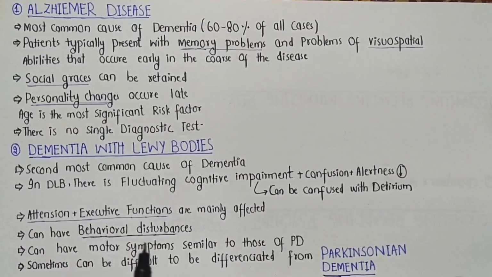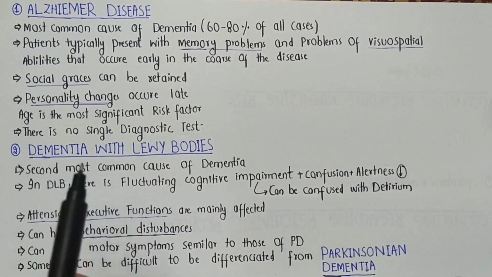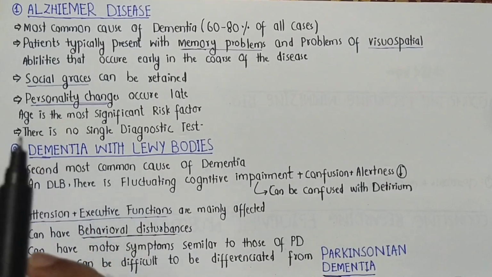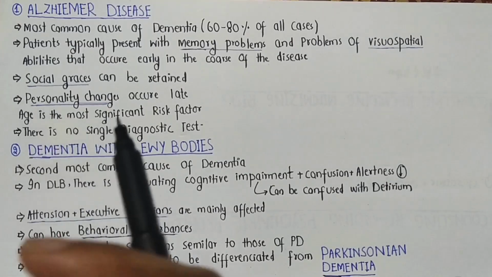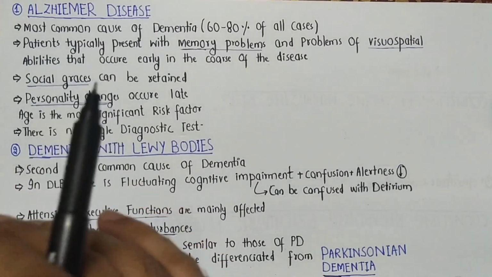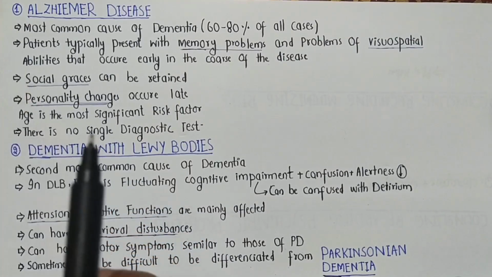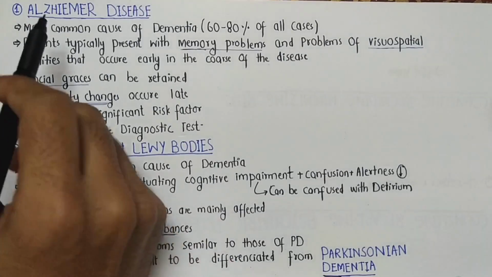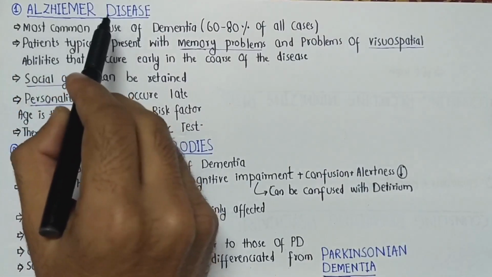Now let's talk about the different irreversible causes of dementia one by one in detail, and study their clinical presentation, which is cognitive impairment along with the other specific clinical features of the different diseases. The first irreversible cause we are going to talk about is Alzheimer disease.